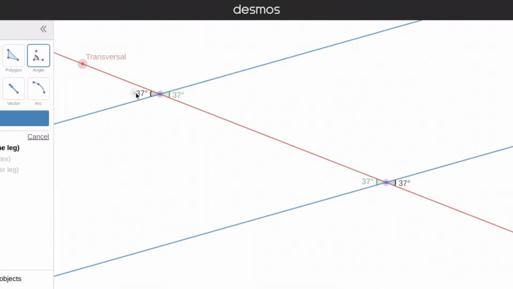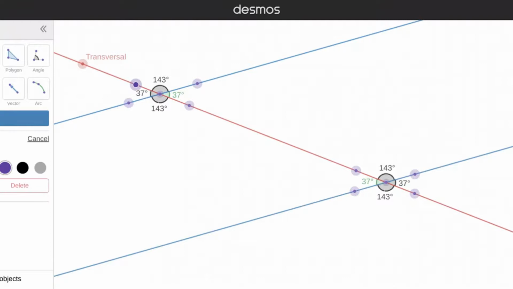Now let's measure these other ones. Do you know how many degrees the last four angles will be? Why are these last four angles 143? Well, they have to be supplementary to the other vertical angles that we did. So 37 plus 143, that equals 180. Again, I'm going to go hide all these points. You don't have to hide them, it just makes our picture look better.